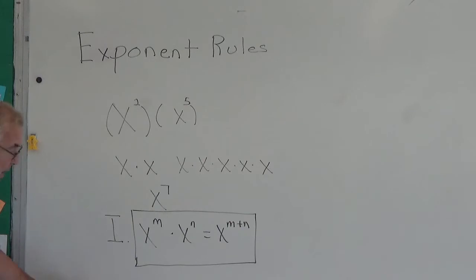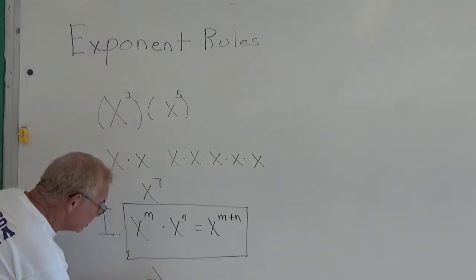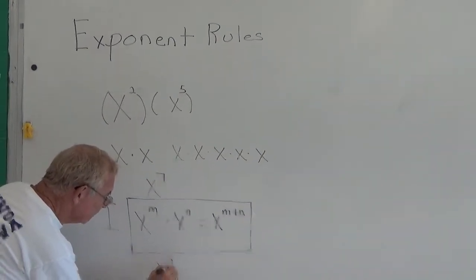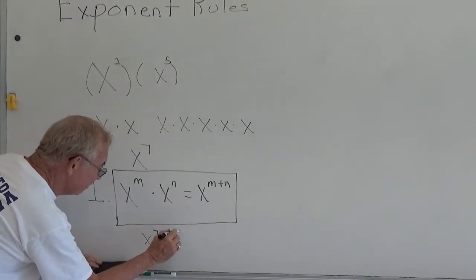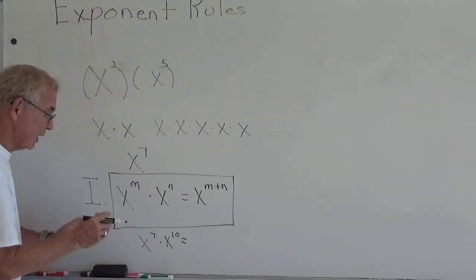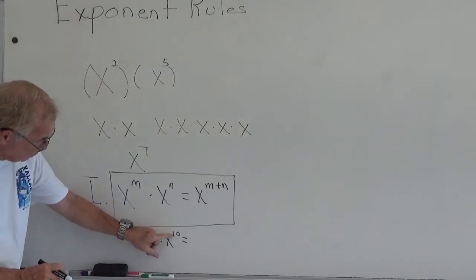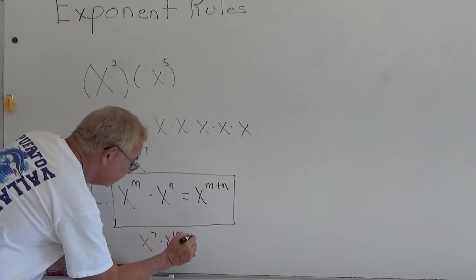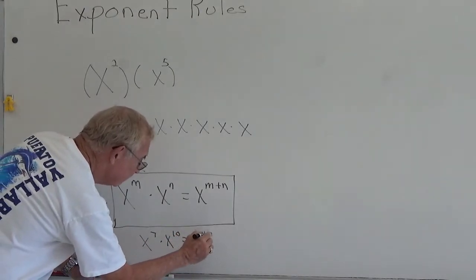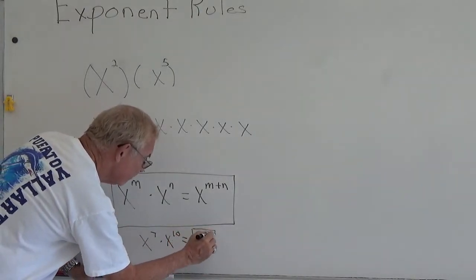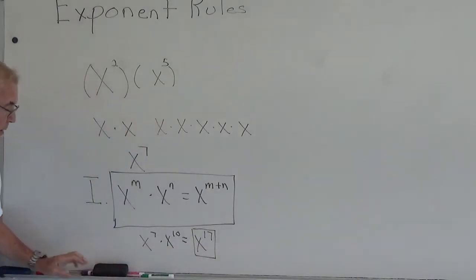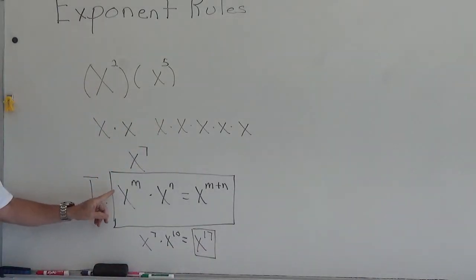Now a quick example would be x to the seventh times maybe x to the 10th. Let's just do one example, with more to come next lesson. 7 plus 10 is 17, and there would be your answer to that problem. Okay, rule one. Hopefully you'll understand the derivation and memorize the result.